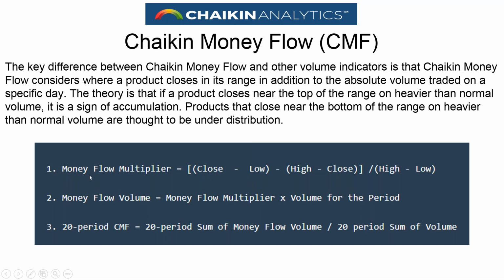We're not going to geek out on the formula. This is going to be the end of it, but you can see how the money flow multiplier takes into account where the stock closes within its range on a given day, right? Then we can take that multiplier and multiply it by the total volume traded to come up with the Chaikin Money Flow Indicator. So that's the key difference when I'm thinking about Chaikin Money Flow relative to other volume indicators. And at the end of the day, that's what Chaikin Money Flow is.